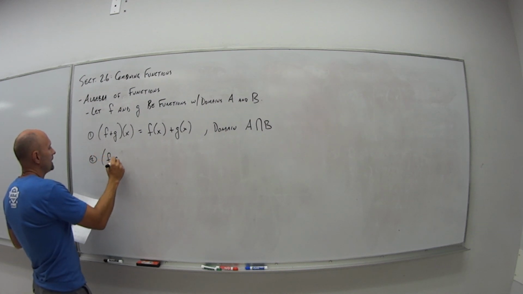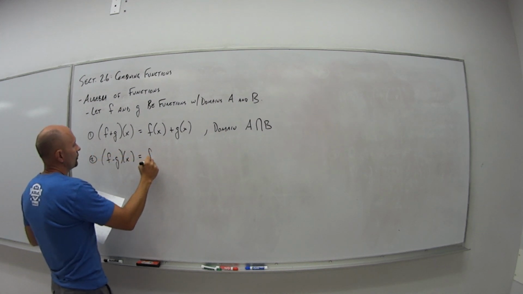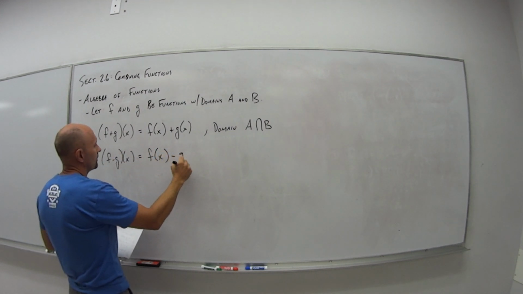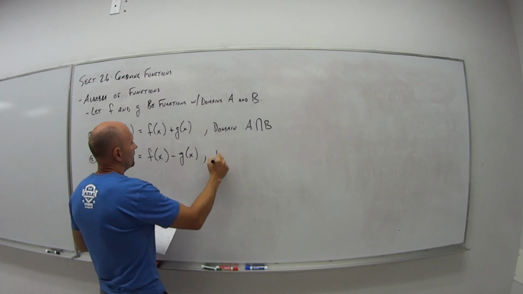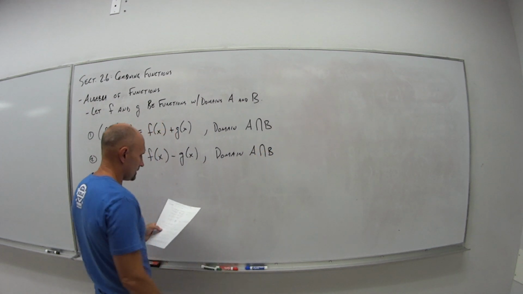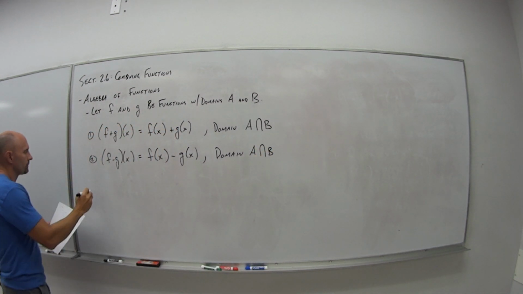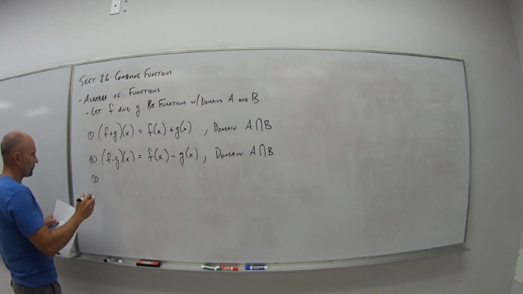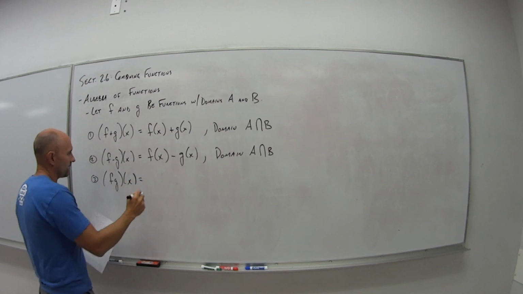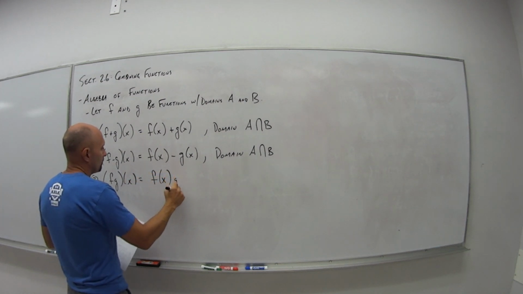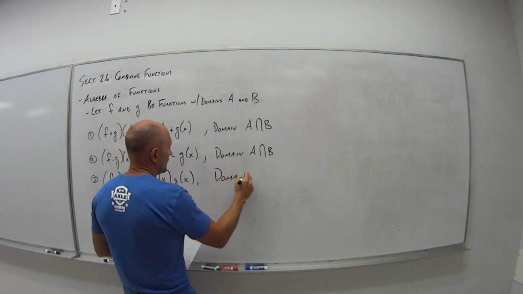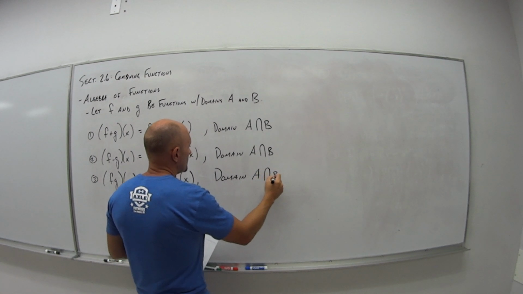If we have f minus g of x, this is just the function f of x, because f is listed first, minus g of x, and again the domain is A intersect B. Third, if I have multiplication. If I multiply two functions together, I just multiply the individual functions, and again, the domain is A intersect B.